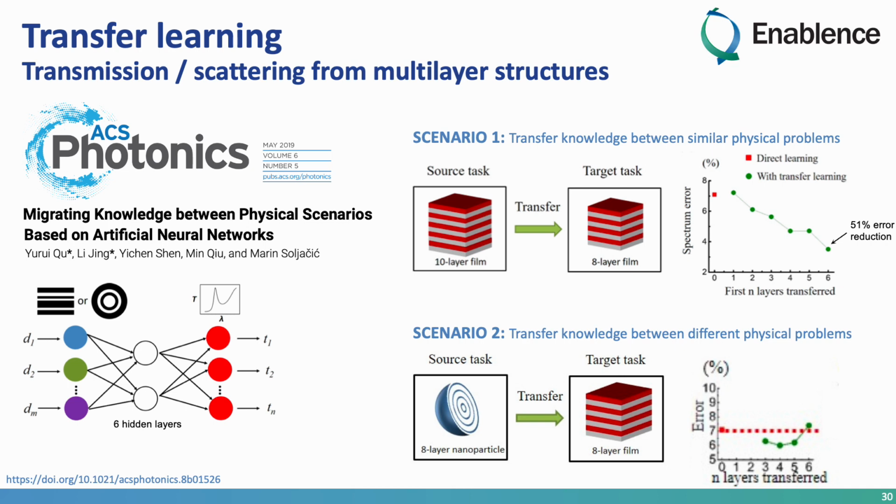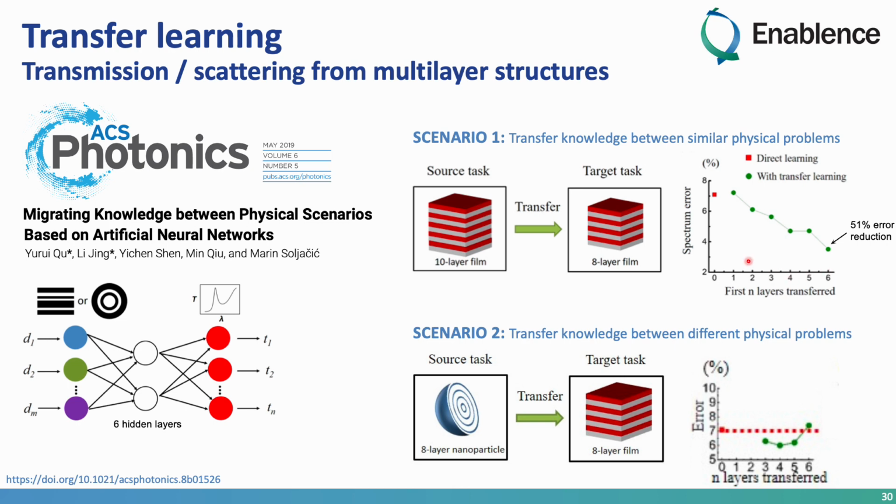Transfer learning was investigated in the context of 2 different scenarios. First, the transfer of knowledge between 2 similar physical problems. So here the source task was a transmission from a 10-layer film, and the target task was a transmission from an 8-layer film. And in the second scenario, the transfer of knowledge was done between 2 very different physical problems, where the source task was scattering from an 8-layer nanoparticle, and a transfer of knowledge was done to a transmission of an 8-layer film.